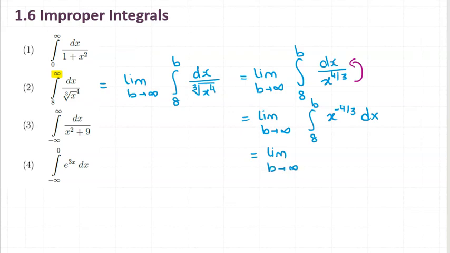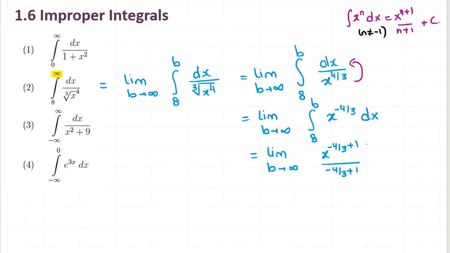Now integrate this term. Here you can use the rule of integration: integral of x to the power n dx is x to the power n plus 1 over n plus 1, plus c, c for indefinite integral. We can use this rule because n is not equal to minus 1. So we will get x to the power minus 4 over 3 plus 1, over minus 4 over 3 plus 1, and the limits are from 8 to b. Okay.